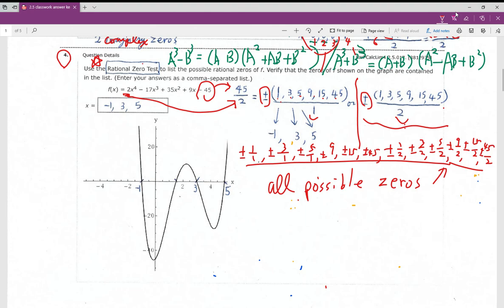And verify that the zeros are shown on the graph. They show you the graph, and on that graph you want to pay attention to the x-intercepts.